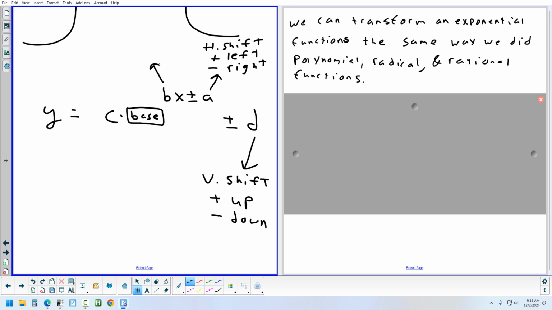Now, B is still inside the exponent, so it's going to have something in common with A, but it's multiplication. So anyone have an idea what B is going to do? Horizontal stretch, yep. So horizontal stretch. And it is backwards. Okay, if you had a number like, I'll just do a little example here to show you something. If you had 2 to the 3x, that is a horizontal stretch by 1/3.